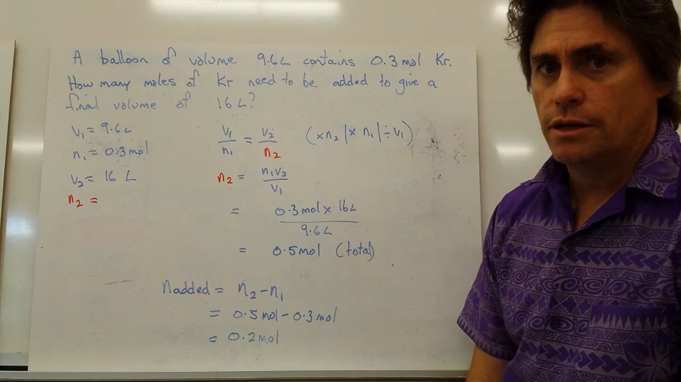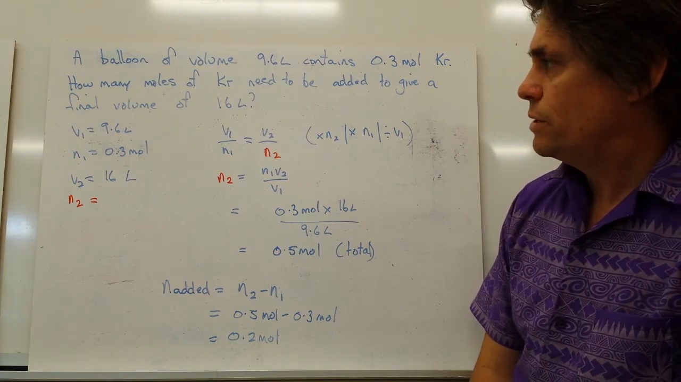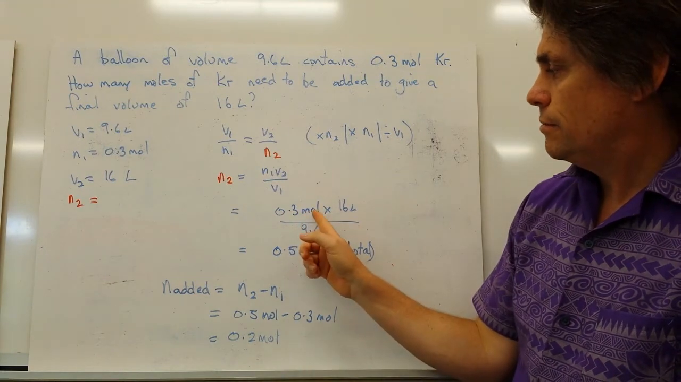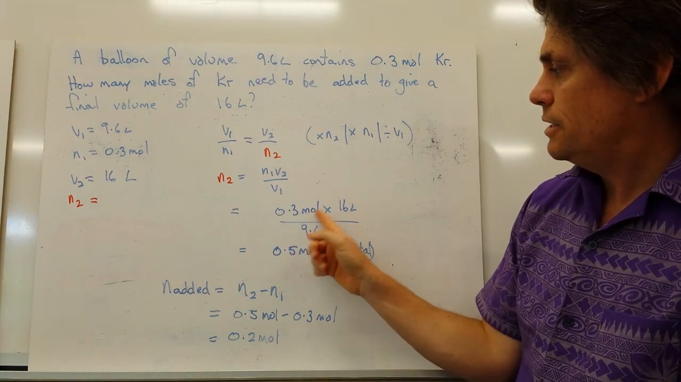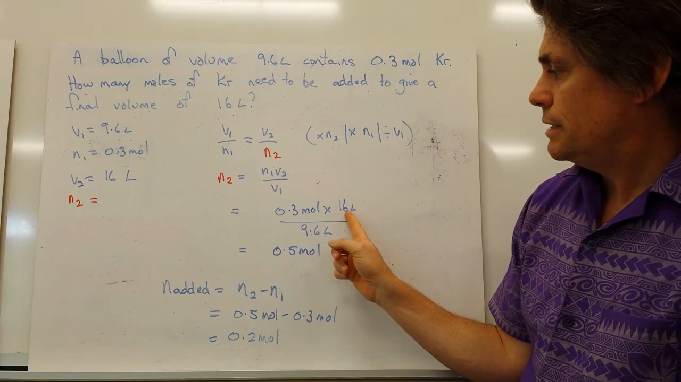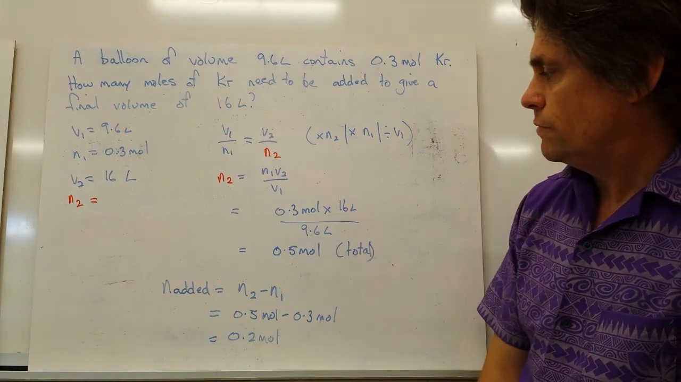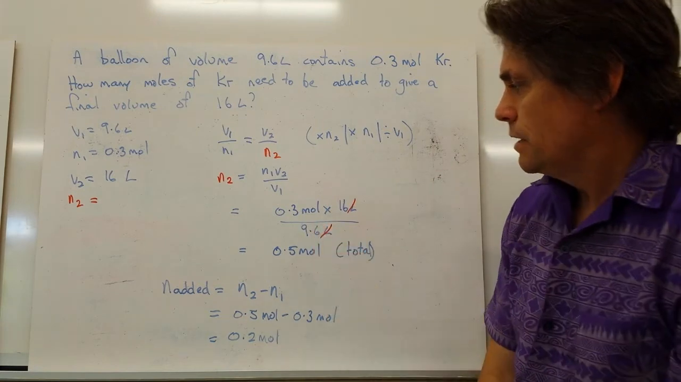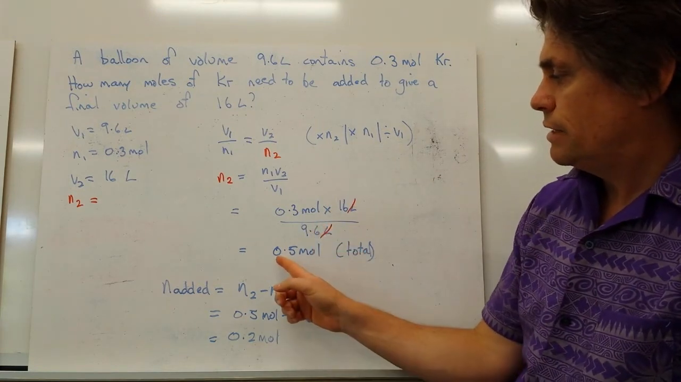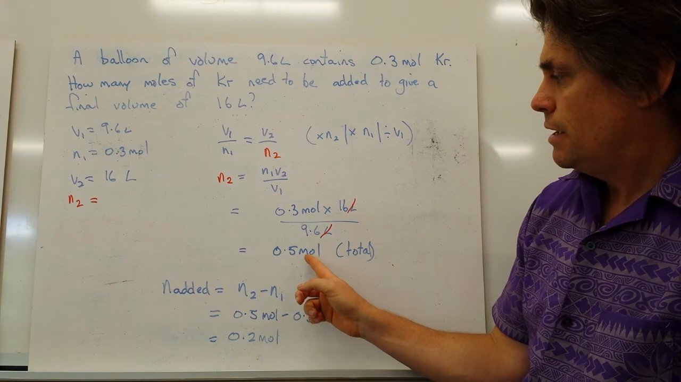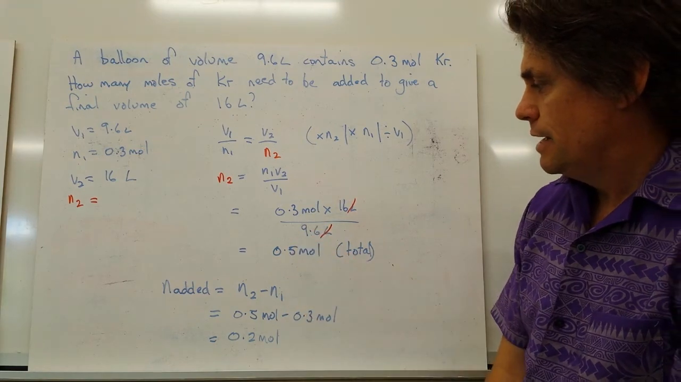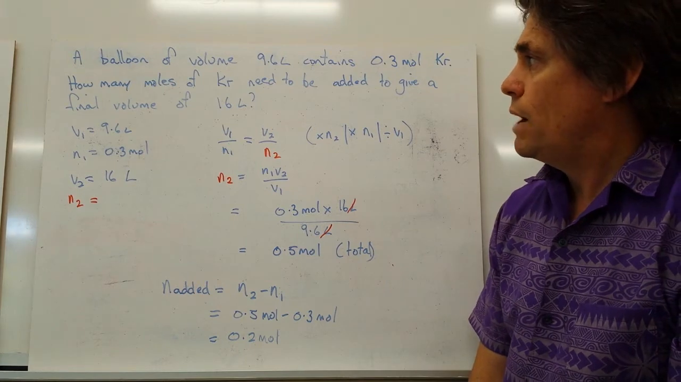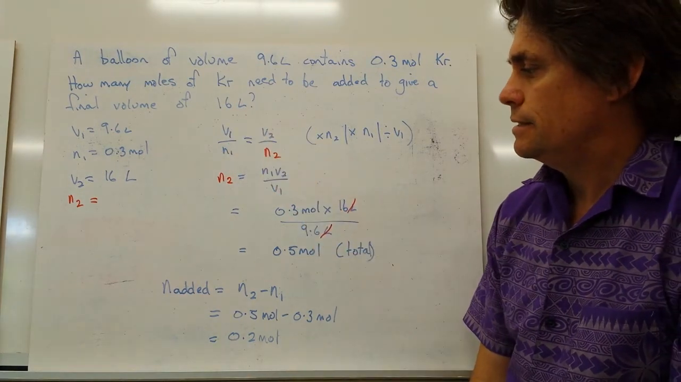And now we put in our values. So we've got 0.3 moles of our gas initially. Our final volume is 16 litres over our initial volume of 9.6 litres. We have common units here. So if we do this calculation, we get a final value of 0.5, and our units are moles. So this is the total number of moles in our balloon when we have a volume of 16 litres.